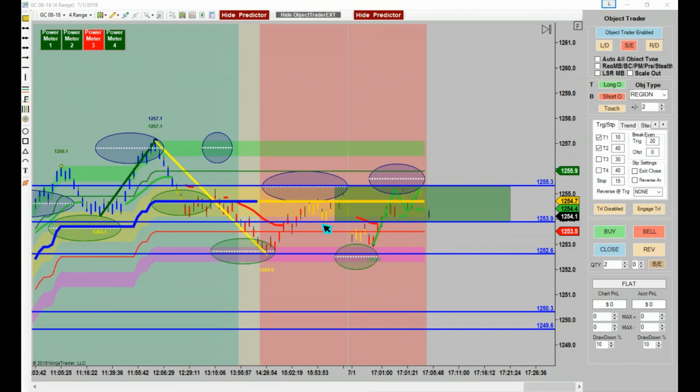It looks like it will be to the short side if it breaks this. Now, if it bounces here, we could actually pop through this top, kiss it, and take off too. But you know, we're going to wait and see which side does what.